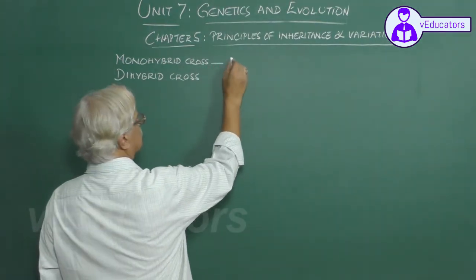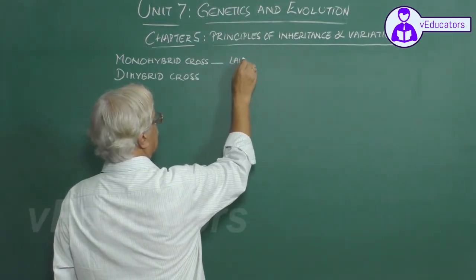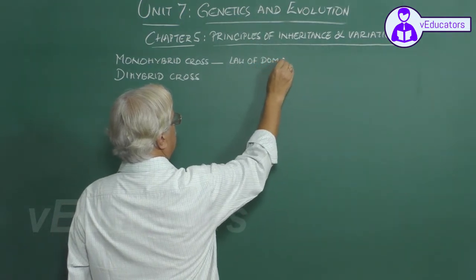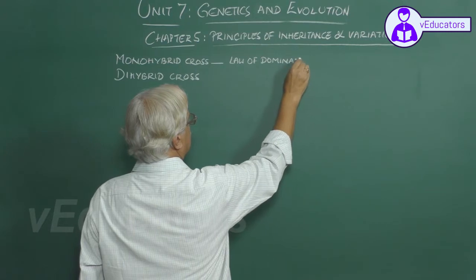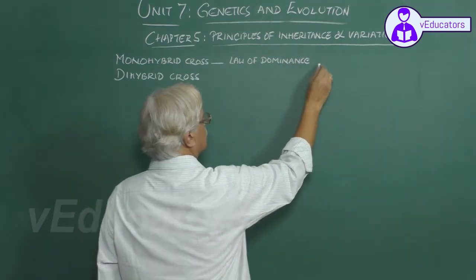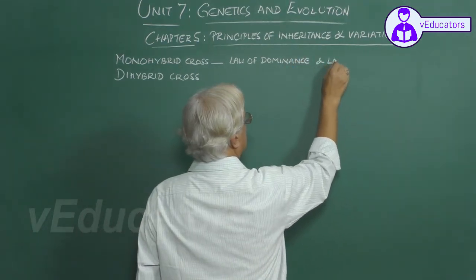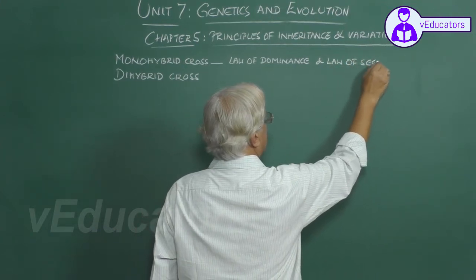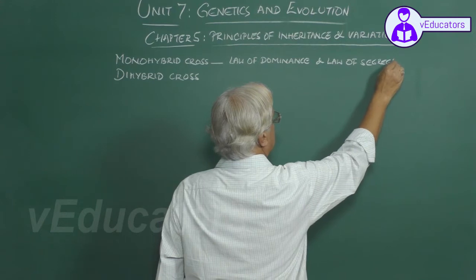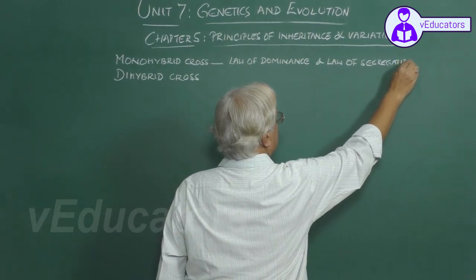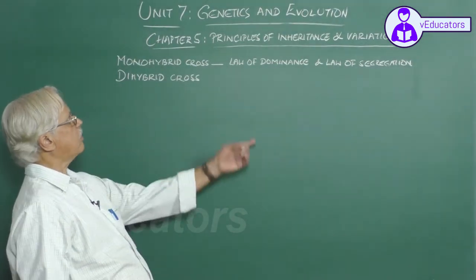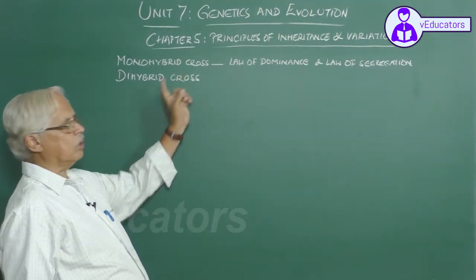Monohybrid cross is in accordance with law of dominance and law of segregation. So, law of dominance and law of segregation both are applicable to a monohybrid cross.